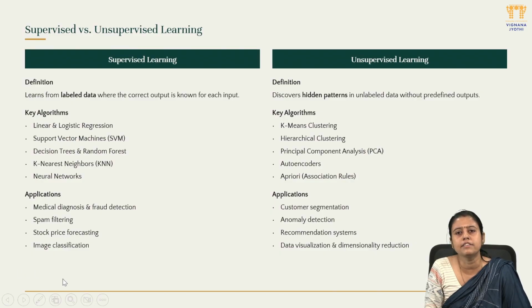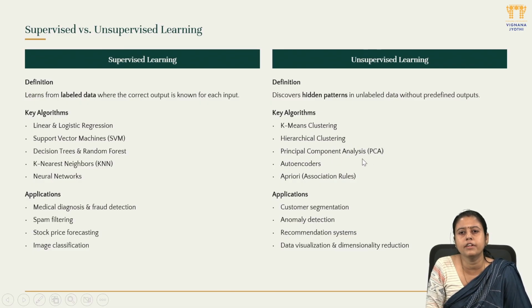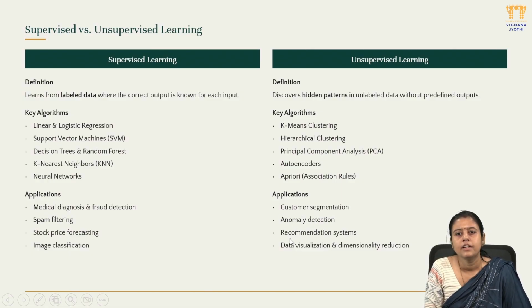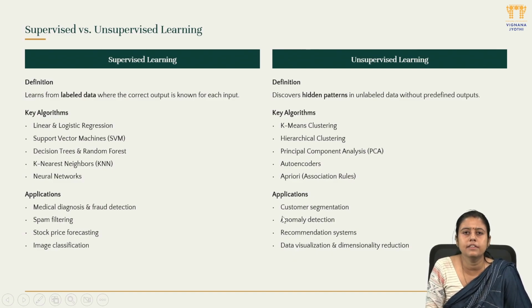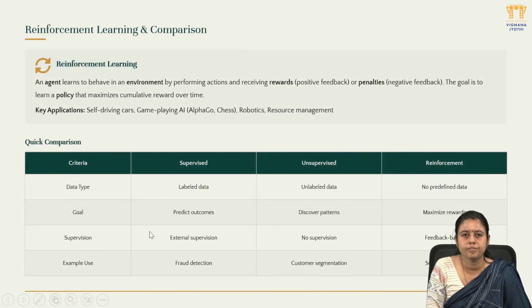On the other side, what are the key algorithms of unsupervised learning? Clustering: K means clustering, hierarchical clustering, principal component analysis, or different types of component analysis to get the hidden patterns, autoencoders, apriori rules. What are the applications? Customer segmentation, anomaly detection, recommendation systems, data visualization, dimensionality reduction. These come under unsupervised learning.